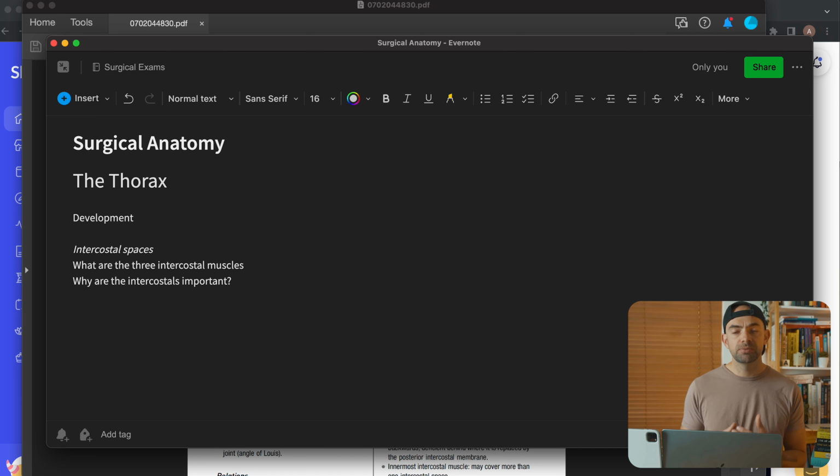Why are they important? It's a pretty broad question, but it's something that a patient may ask, it's something that a colleague may ask, it's something that I might get asked in an exam, and it's something that I need to break down. And so I then need to think, okay, can I answer this or not? And can I answer it in a good, comprehensive, simple way?